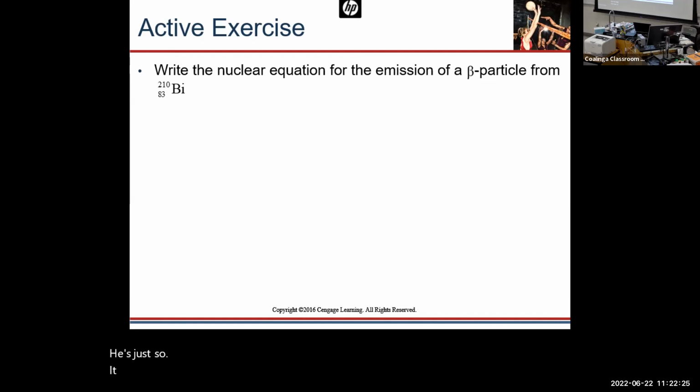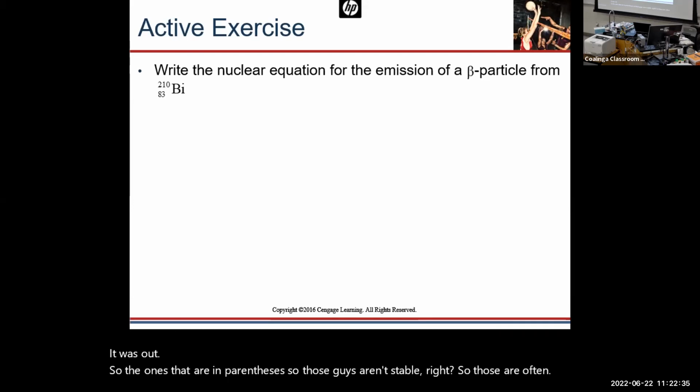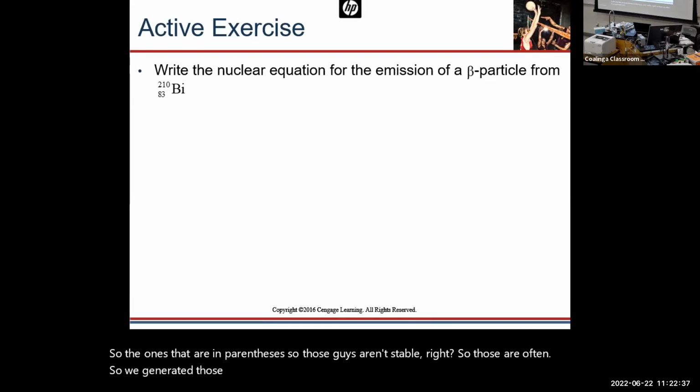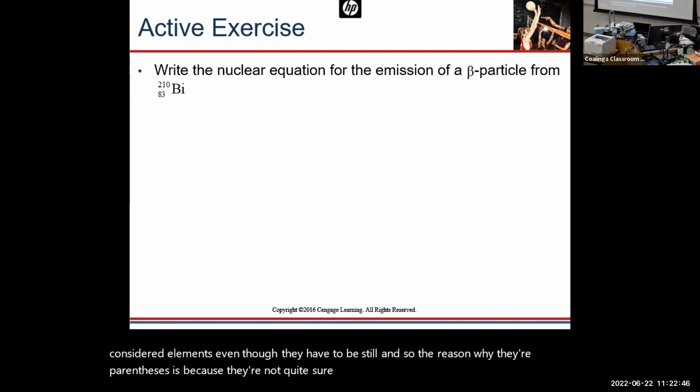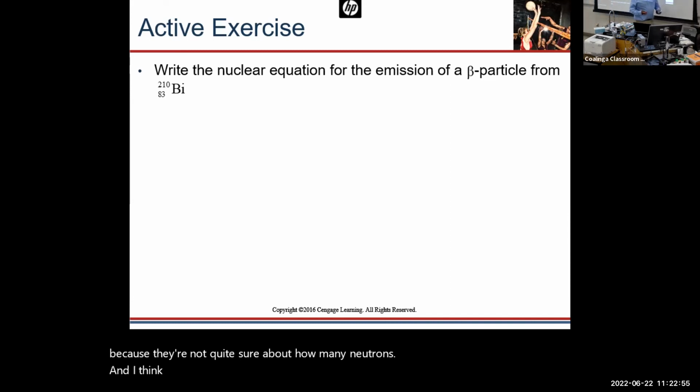That was made. Yeah, the ones that are in parentheses aren't stable, right? So we generated those. They decided, okay, these are going to be elements, even though they don't have these. The reason they're in parentheses is because I'm not quite sure about how many neutrons. And I think it was done in Livermore Labs.